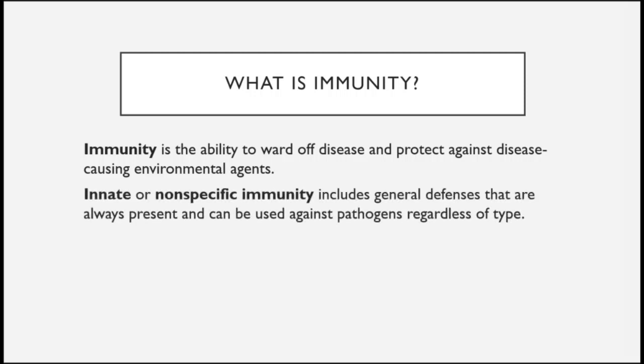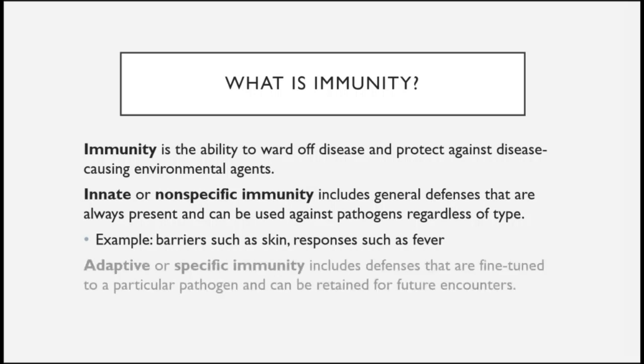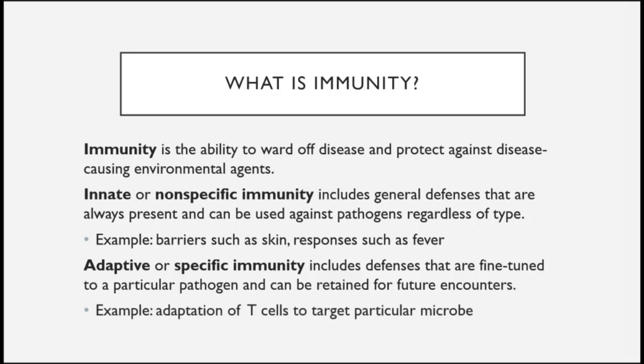There are two categories of our immune system. One is the innate or nonspecific immunity, which includes general defenses that are always present and can be used against pathogens regardless of type. Examples include barriers such as the skin or a response such as fever. The second type is the adaptive or specific immunity, and this includes defenses that are fine-tuned to a particular pathogen and can be retained for future encounters. Examples of this include specific cells, such as T cells that can be adapted to target a particular microbe.